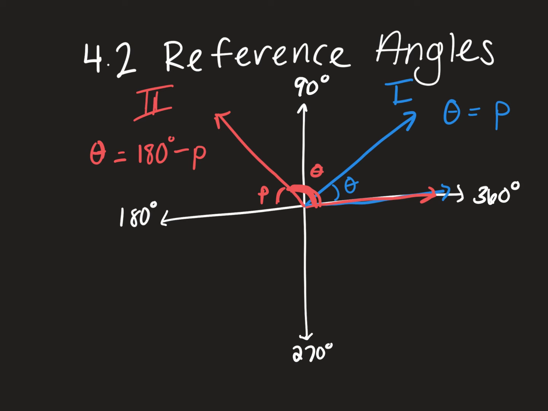All right, then in quadrant three, if we are here, theta is going to go all the way around, but our reference angle is going to be this piece here. Again, the reference angle is from the x-axis down to the terminal side. It's the little piece formed with the x-axis. So our whole angle is going to be 180 plus the reference angle.